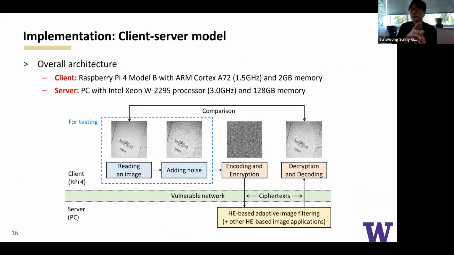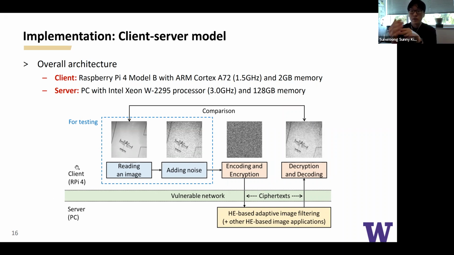And the proposed homomorphic encryption-based locally adaptive Wiener filter was implemented as a client-server model. For the client side, a Raspberry Pi 4 Model B with an ARM Cortex A72 microcontroller and 2 GB memory was used. And for the server side, a PC with an Intel Xeon W2295 processor and 128 GB memory was used. And here is the entire architecture for testing.